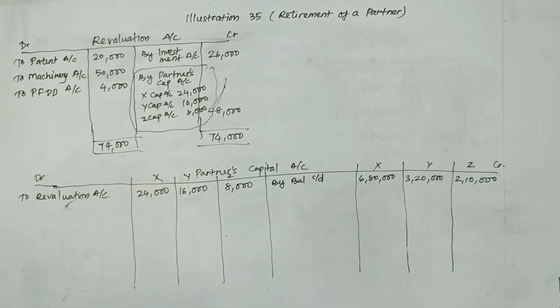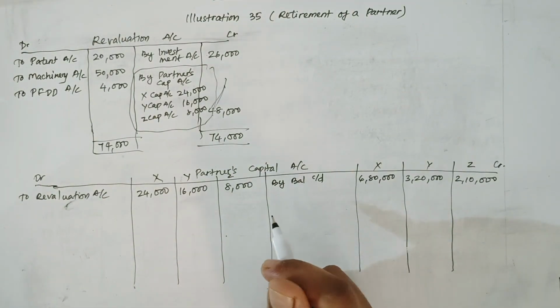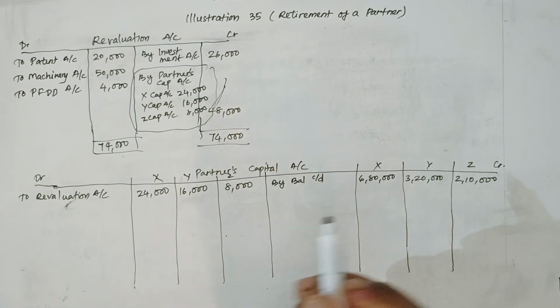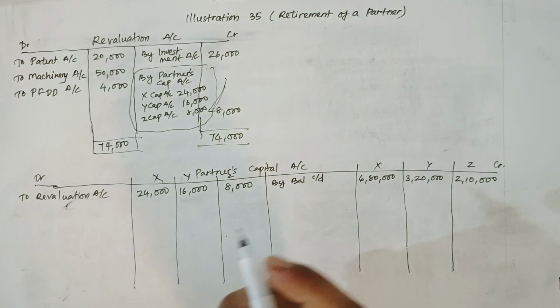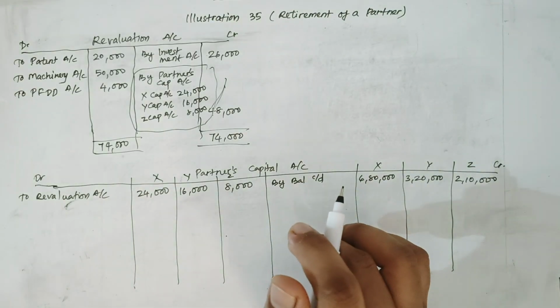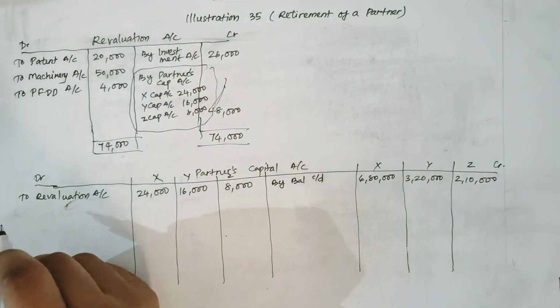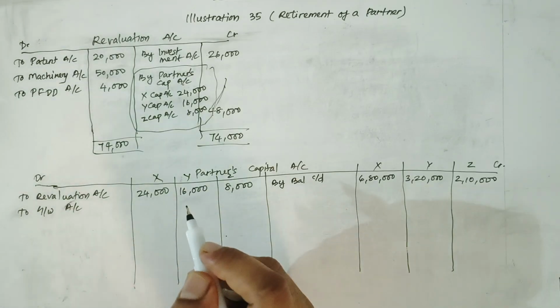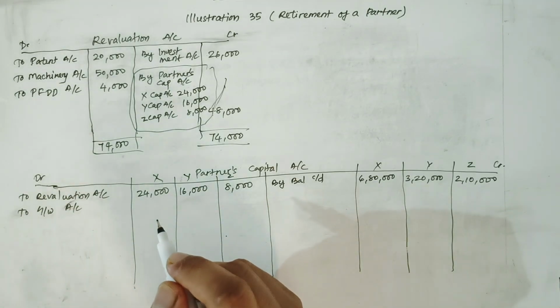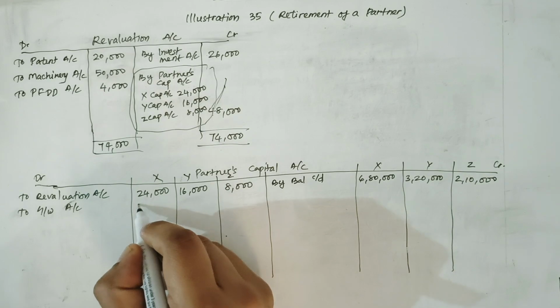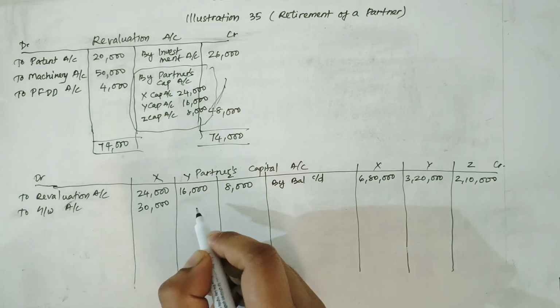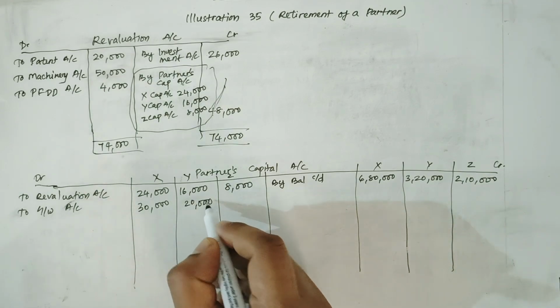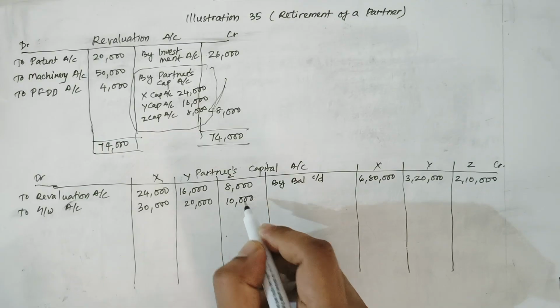Next one. Now let's post the goodwill. There was existing goodwill which we distributed among the partners. The entry was X capital account debit, Y's capital account debit, Z's capital account debit to goodwill account. So on the debit side to goodwill account, we had prepared journal entries. If you remember, 30,000, 20,000, and 10,000 existing goodwill written off.